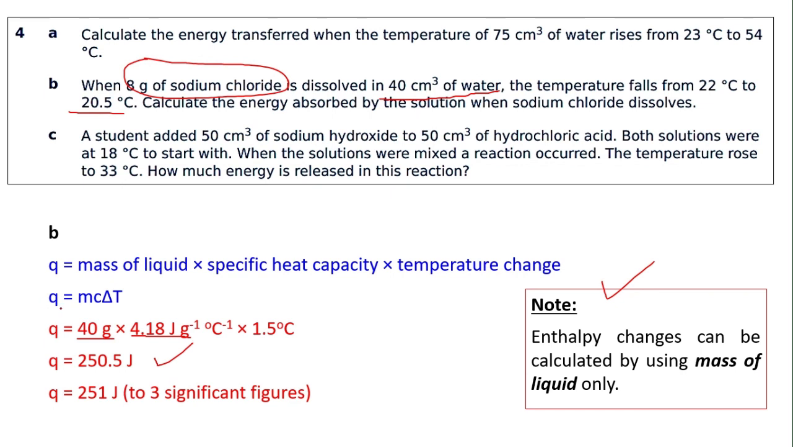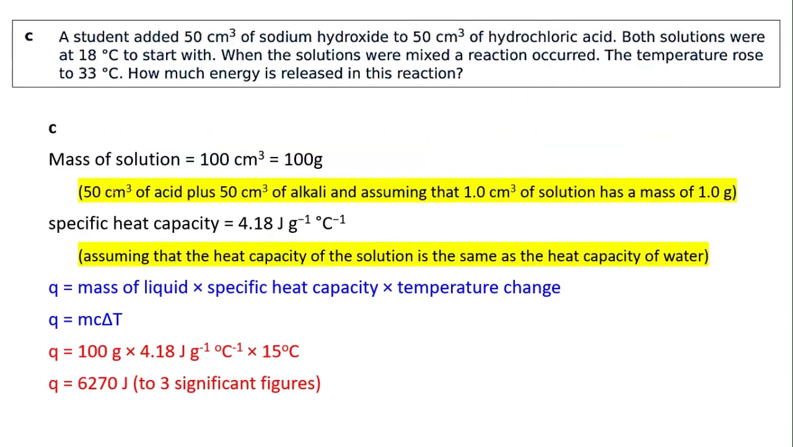Part C. A student added 50 cm cube of sodium hydroxide solution, which is in liquid state, to 50 cm cube of hydrochloric acid. Both solutions were at 18 degrees Celsius at the start. When the solutions were mixed, a reaction will happen and the temperature will rise to 33 degrees Celsius. How much energy is released in this reaction? Again, we can use the same Q is equal to mc delta T formula, but here we need some assumptions before solving the question. So let's move toward the solution.